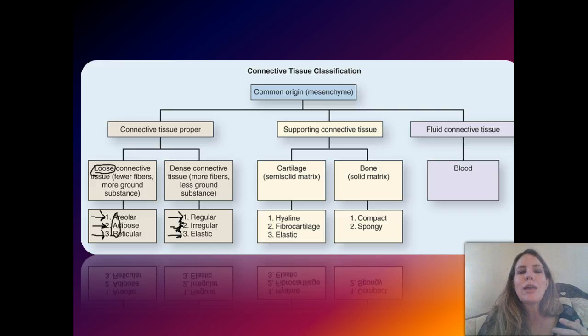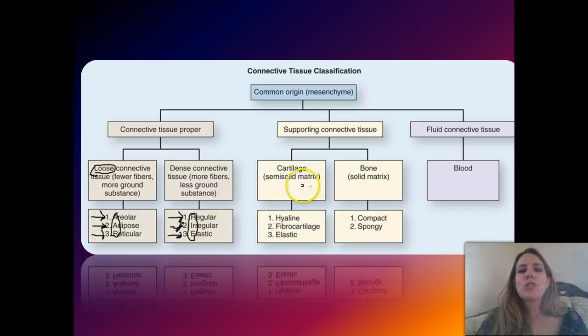Okay, so again, what are the loose? Arr, right? Areolar, adipose, and reticular. Now let's see if we can come up with a mnemonic for regular, irregular, and elastic. R-I-E? I can't think of a mnemonic for that right off the top of my head, but R-I-E. So regular, irregular, elastic. Those are our dense connective tissues.